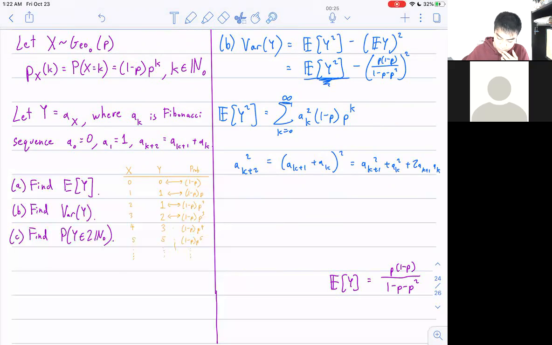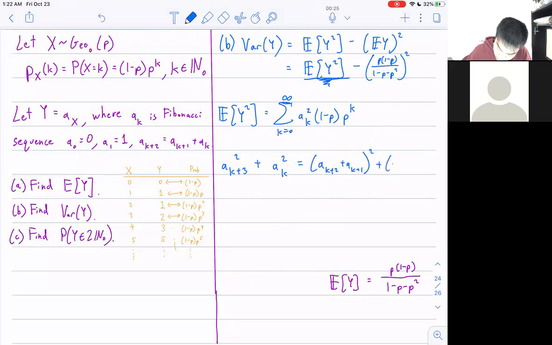Well, it turns out that we can do this. So consider a of k+3 squared plus a of k squared. A of k+3 squared is just a of k+2 plus a of k+1, entire quantity squared. And then a of k looks something similar, except we're going to have a minus here. Why?